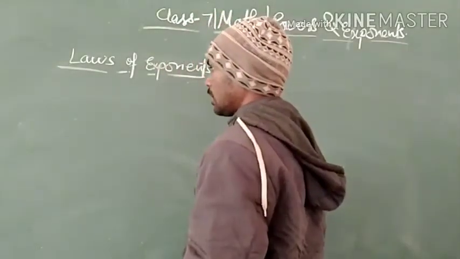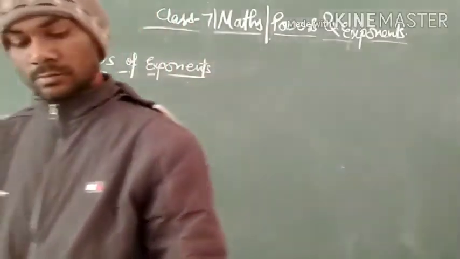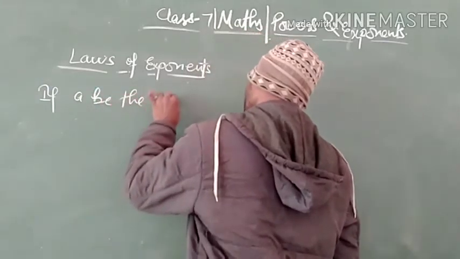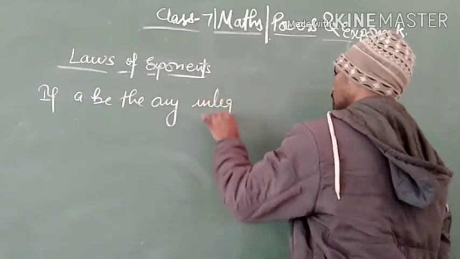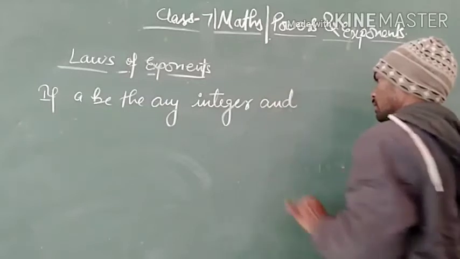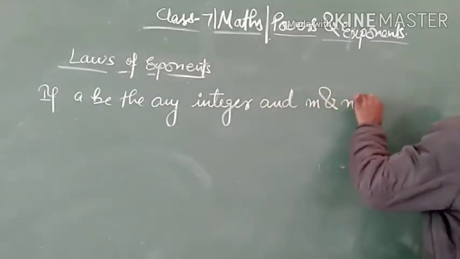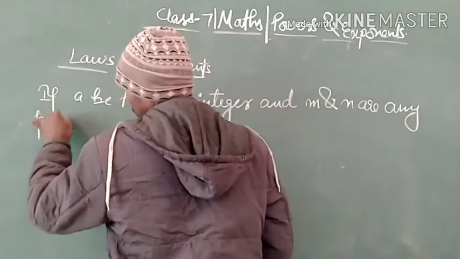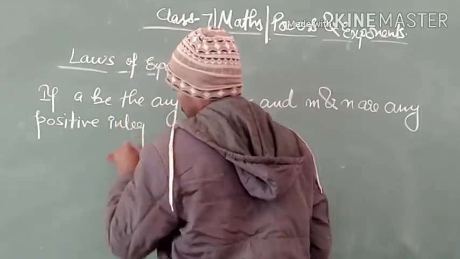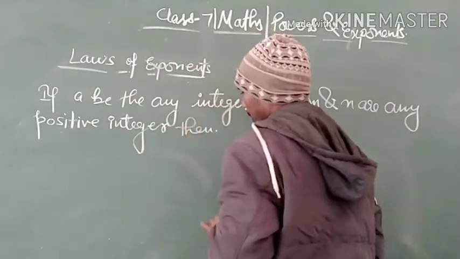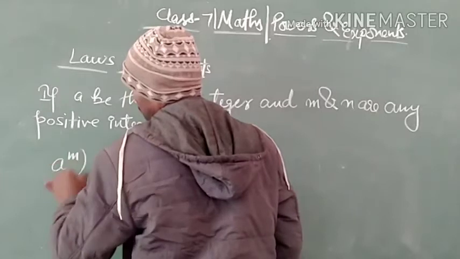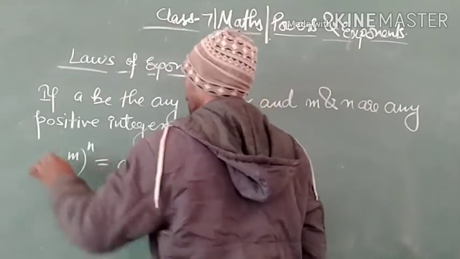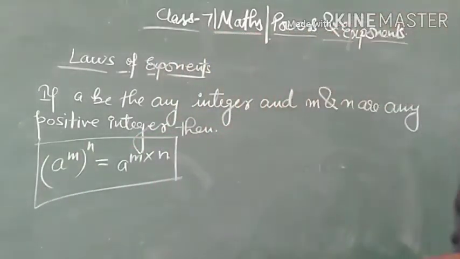So let us see what is the third rule. If a is any integer and m and n are any two positive integers, then a to the power m to the power n can be written as a to the power m into n. This is the third law of exponent.